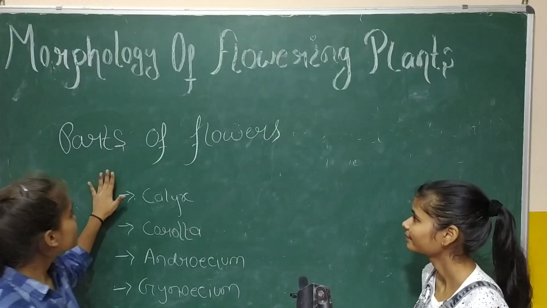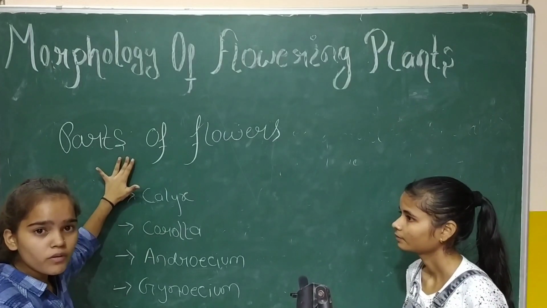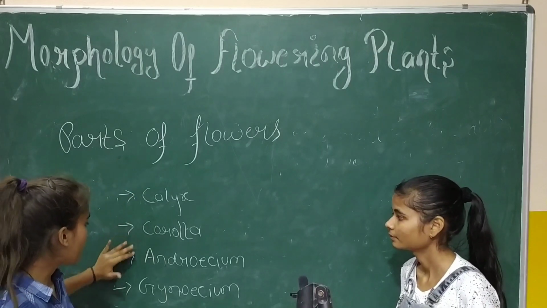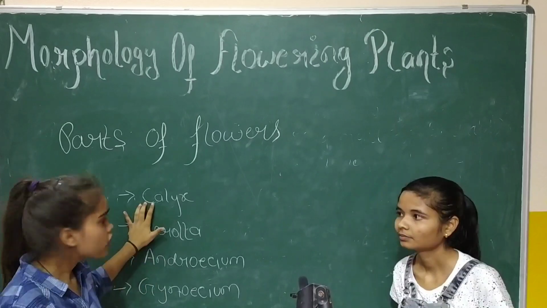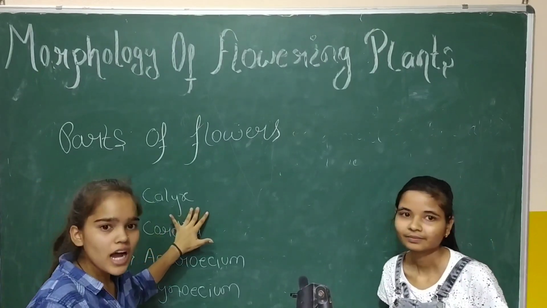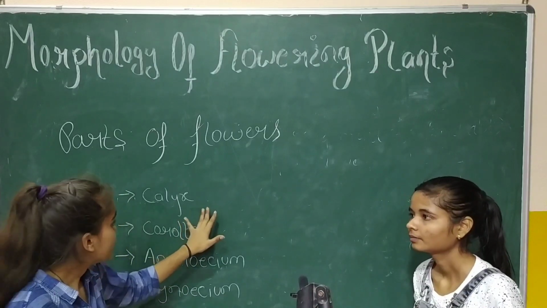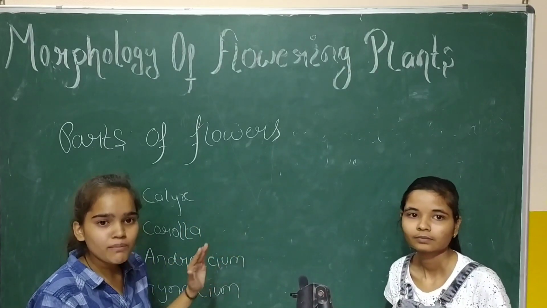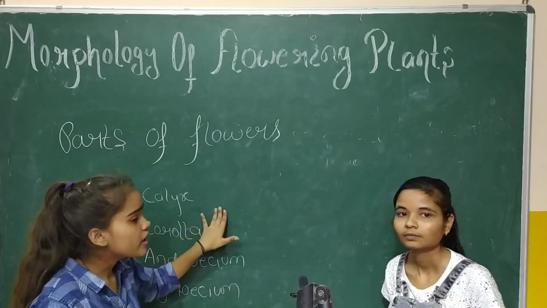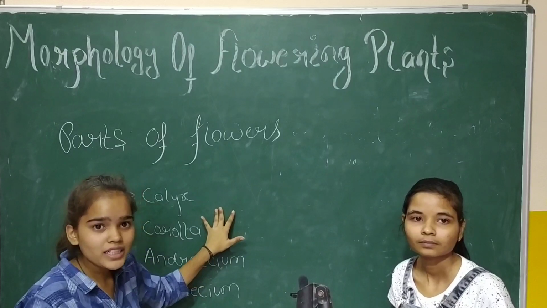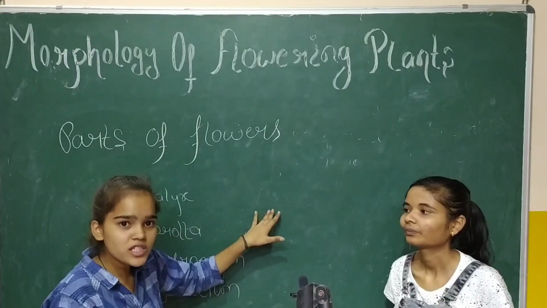Now we will move towards our next topic, that is the parts of a flower. The flower mainly contains four whorls named the calyx, corolla, androecium and gynoecium. Now we will talk about the calyx. The calyx is the outermost whorl of the flower, and its members are known as sepals. The sepals are green, leaf-like, and protect the flower at the bud stage. It is of two types. If the sepals are united, they are known as gamosepalous, and if the sepals are free, they are known as polysepalous.